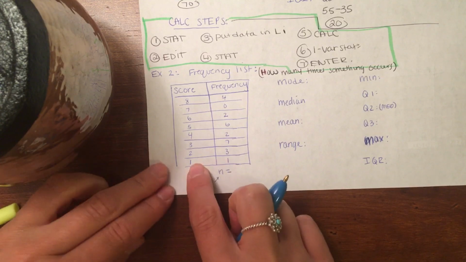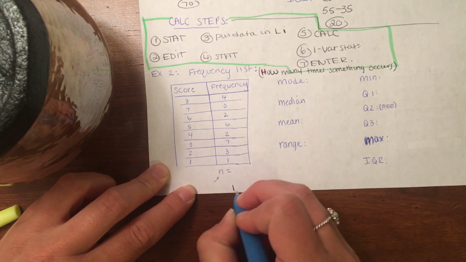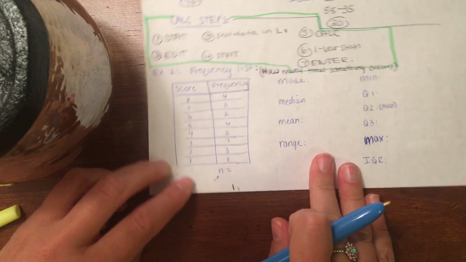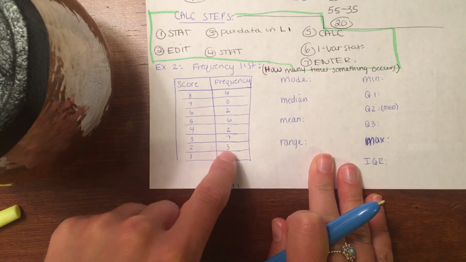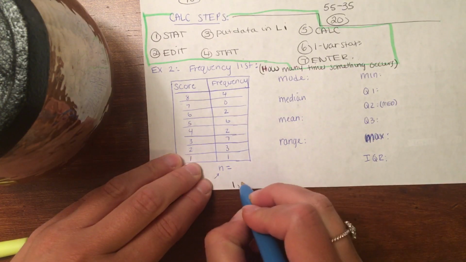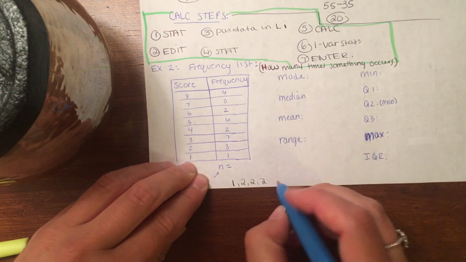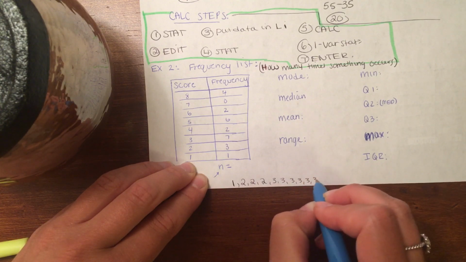Okay, 1 person scored a 1. So if I'm looking at the data, 1 would be here. And again, you don't have to write this down, I just want you to see it. You can write it down if you want. The score of 2 was scored 3 times, so 3 people scored a 2. So it would be 2, 2, 2. 7 people scored a 3. So 1, 2, 3, 4, 5, 6, 7.